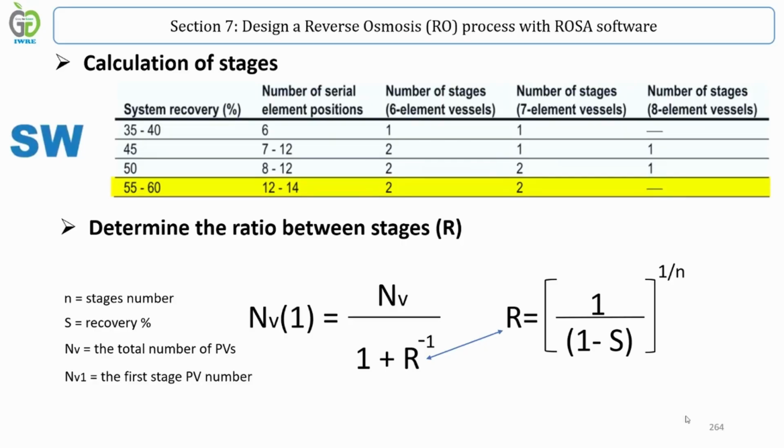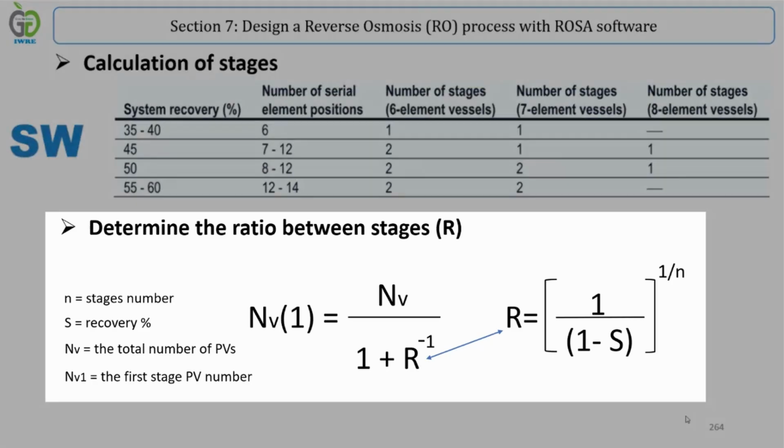On the other hand, if you look at this table, for a system with 55% recovery and a serial element position of 12 to 14, the number of stages has to be 2 if you use 6-element vessels. In such a situation, you have to determine the ratio between the stages.